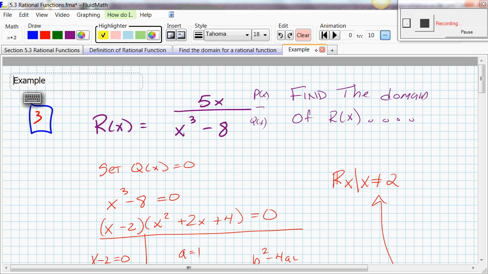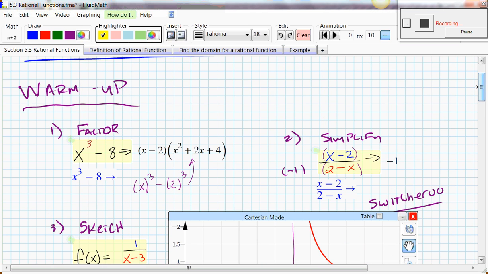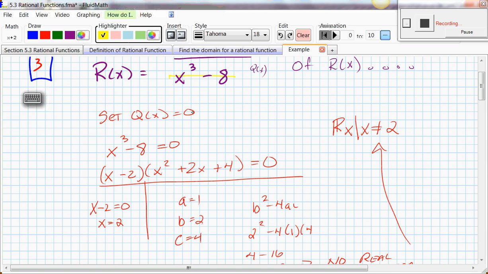Alright, and then the third box was just another example. Find the domain, 5x over x to the third minus 8. And notice the x to the third minus 8 was the exact one that we did when we factored in the warm-up. So I wanted to make sure that everyone had the x minus 2 and then the x squared plus 2x plus 4. So if you look over here, what we did was we set q of x equal to 0, x to the third minus 8 equal to 0, solve. On the real solution here, we have x is equal to 2, and then we have a quadratic left over, so we need to check this quadratic to make sure that it doesn't have any real solutions.